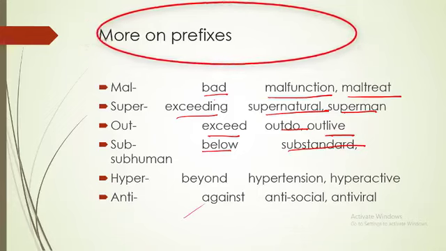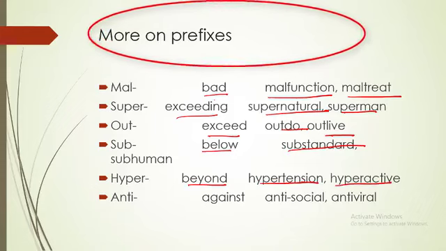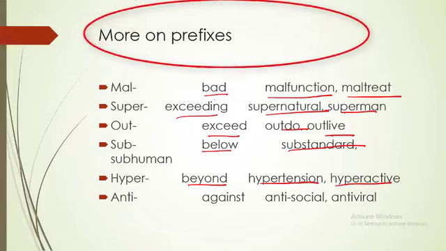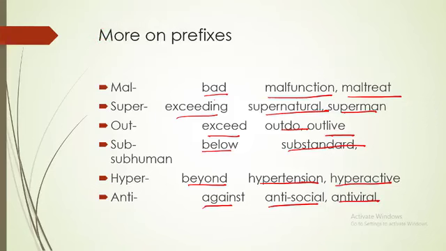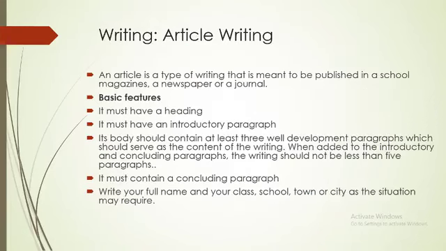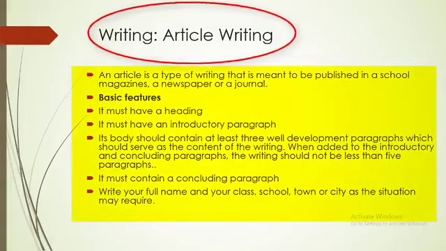Then we have hyper, which means beyond. Hypertension, beyond tension. Hyperactive, beyond active. Anti means against. You have antisocial and antiviral. So that is that. Let's move on to the last topic, article writing.